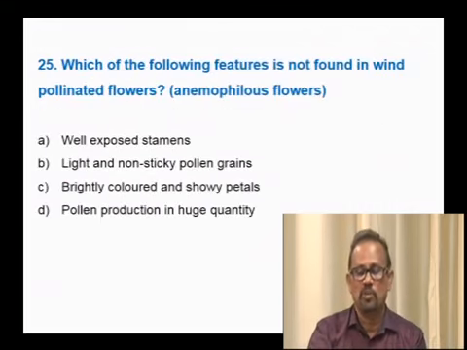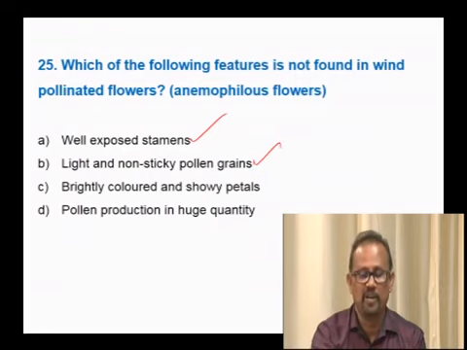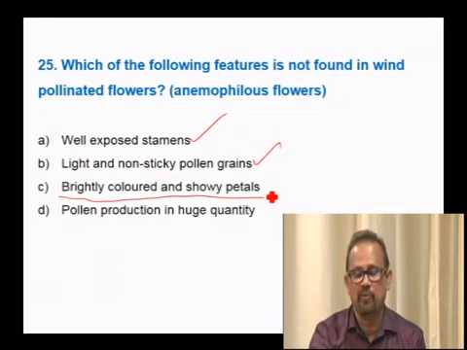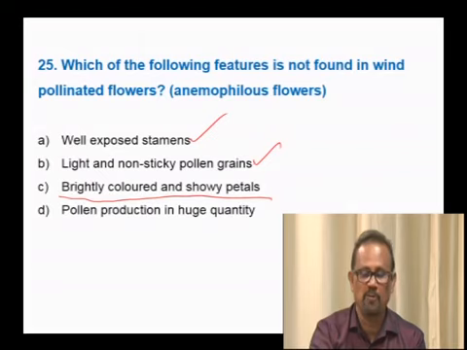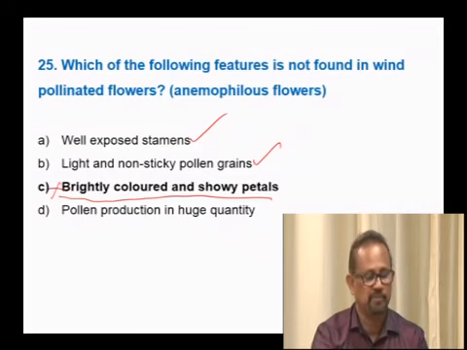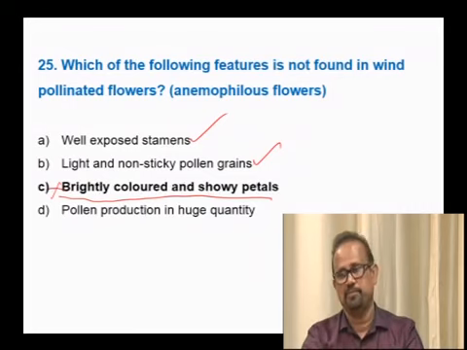Next question, which of the following features is not found in wind pollinated flowers? Well exposed stamens is a characteristic of wind pollinated flowers. Light and non-sticky pollen grain is also a characteristic of wind pollinated flowers. Brightly colored showy petals are characteristic of insect pollinated, entomophilous flowers, not for anemophilous flowers. Pollen production is in huge quantity. Therefore, this character is not required for anemophilous or wind pollinated flowers. Therefore, the option is C.